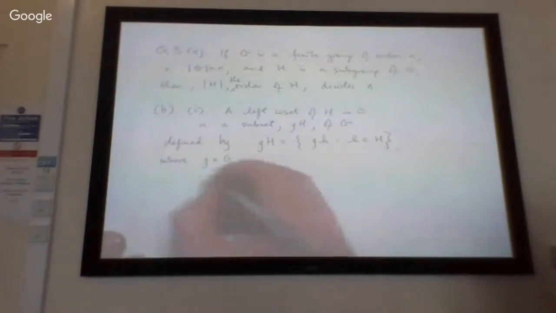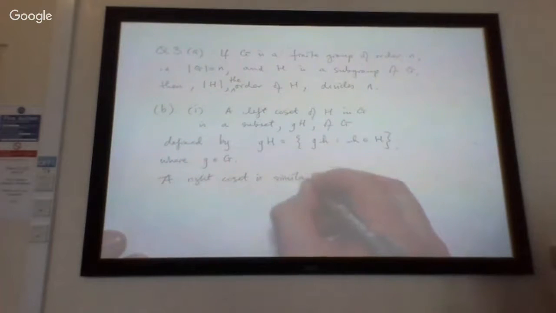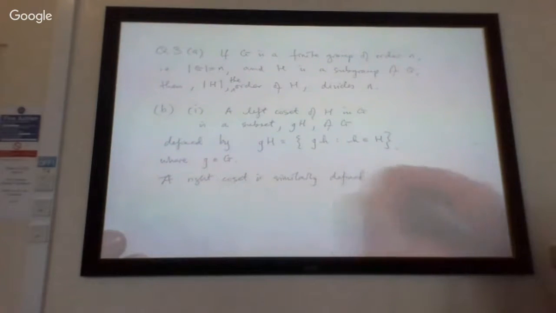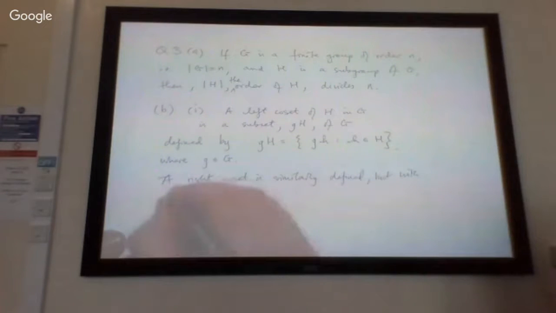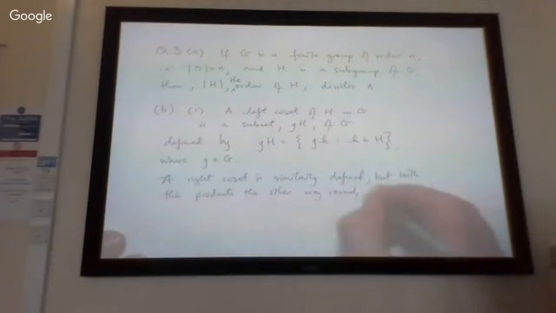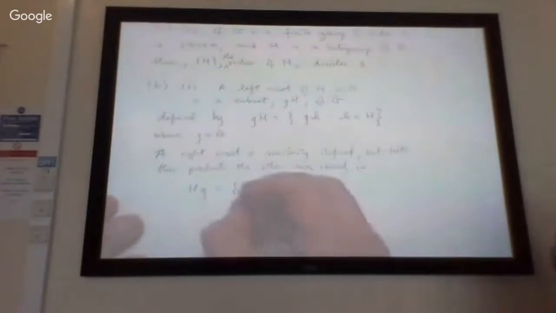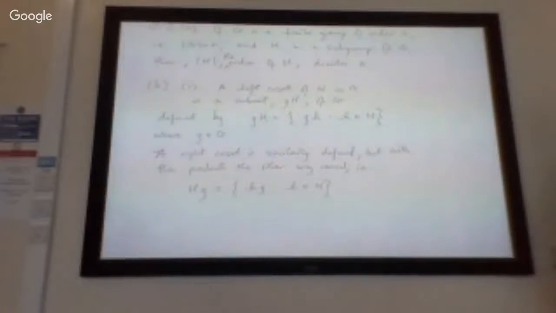The right coset, a right coset, is similarly defined, but with the products the other way around. So i.e. a right coset, normally written like this, capital H little g, that's the set of every product little h times a little g, where again the little h ranges over the elements of capital H.